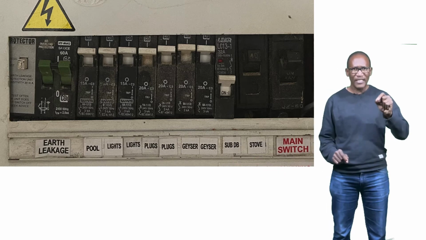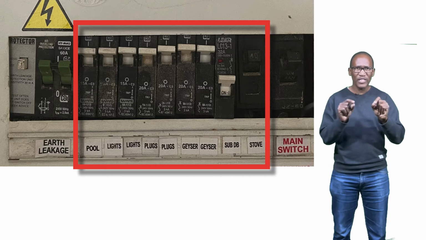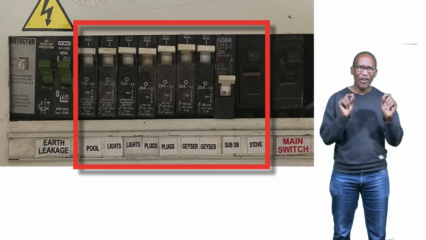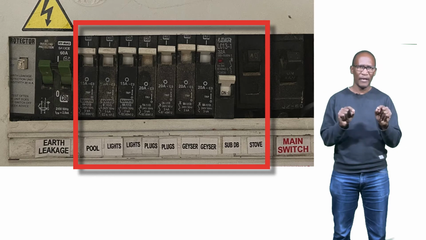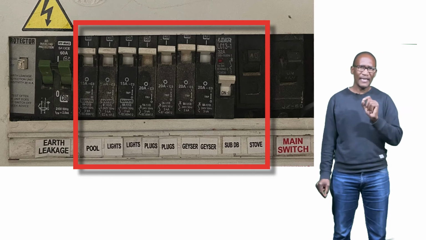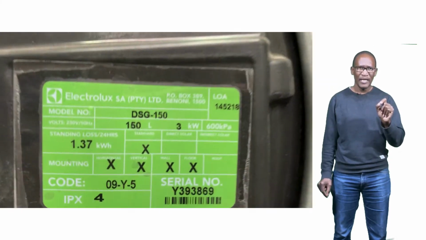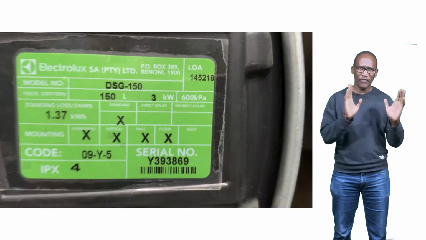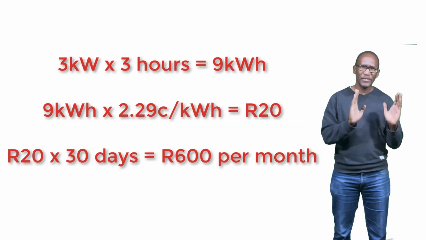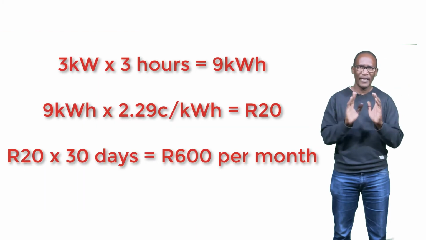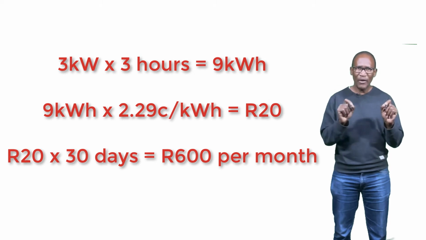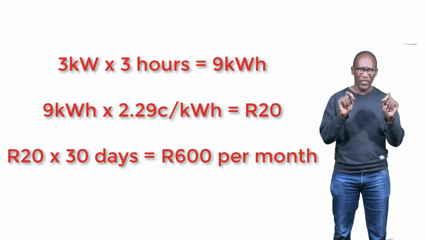So your total electricity usage is the sum of the usages of these circuits. So you need to know how much each individual circuit is costing of the total monthly bill. Let's take a standard 150 liter geyser. It is rated at 3 kilowatts. So if it runs 3 hours to heat up water from cold, that's 3 kilowatts times 3 hours, that's 9 kilowatt hours. At a price of R2.29 per kilowatt hour, that's 20 Rand. So 3 hours will cost you 20 Rand, or 600 Rand per month.